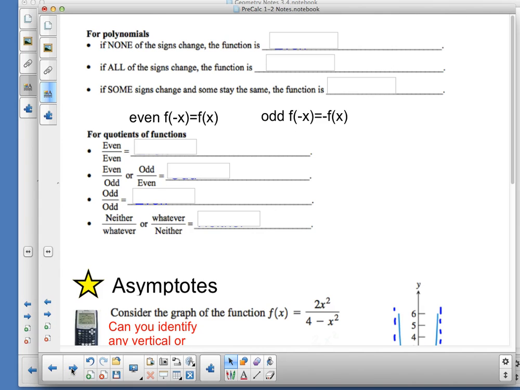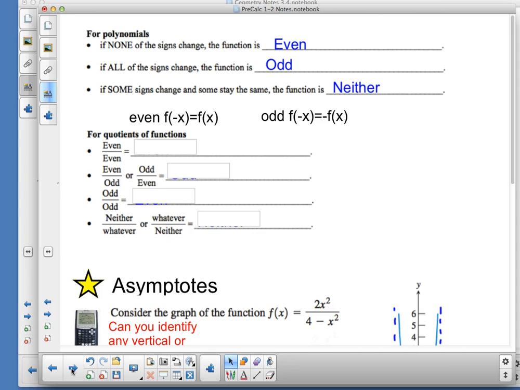Okay. Going over on the other side, just kind of a breakdown of what we did. If none of the signs change, the function should be even. If all of the signs change, the function should be odd. Now, if there's a partial change of signs, it should be neither. And I want you to keep in mind, I can combine these in quotients. I can put an even function over an even function, an odd function over an odd function, okay? And I don't even have to have them even and odd. They could be neither and neither. And what's the relationship? Okay.